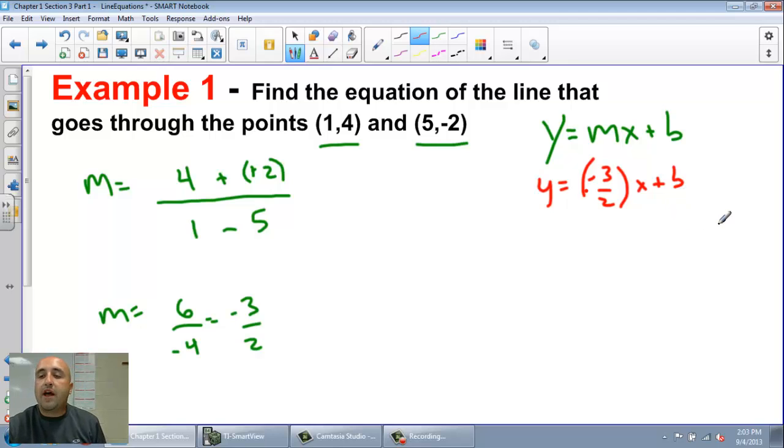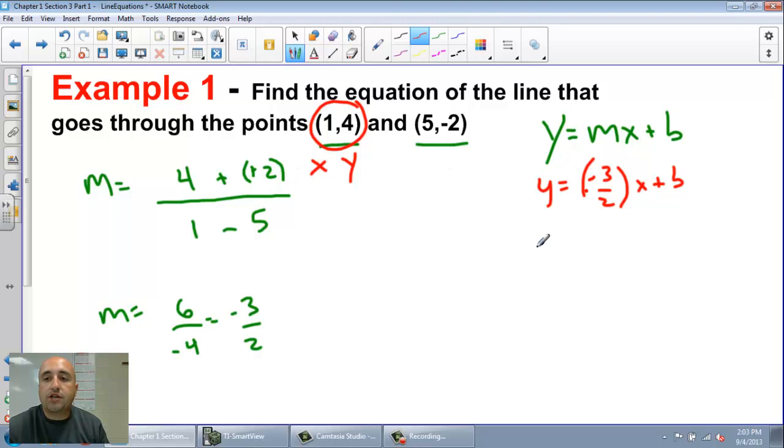What we need to do now is figure out what else we know. We do not know the y-intercept. We do not know b. But we do know some x values and y values. We're given 2 sets of them. So we're going to pick one of these 2 points. Let's just pick (1, 4). You'd get the same answer if you picked (5, -2). I'm just going to make it easy and pick the first one. So we're going to plug in 1 and 4.